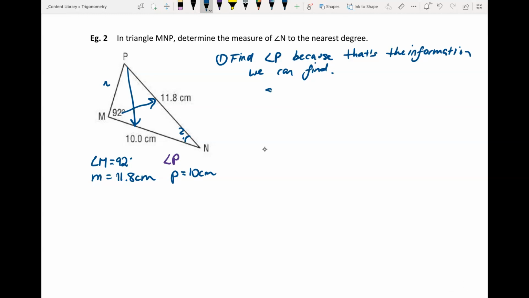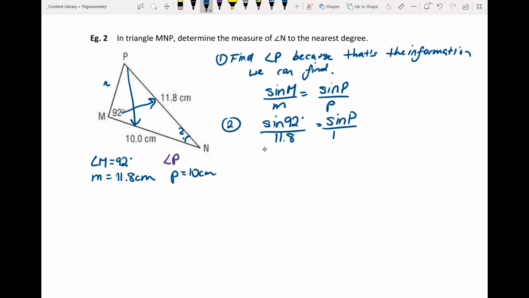So then I'm going to use a formula: sine M over M is equal to sine P over P. Then we're going to fill in our information. Angle M is 92 degrees, side M is 11.8. We don't know what angle P is, we're trying to solve for that, and side P is 10.